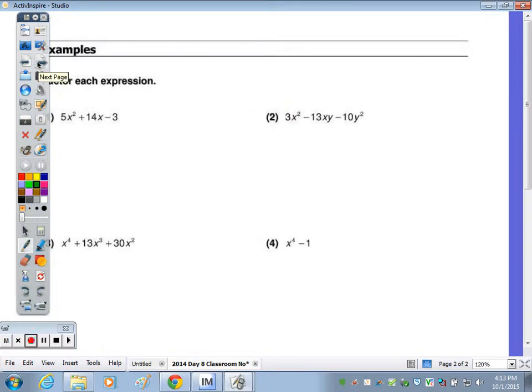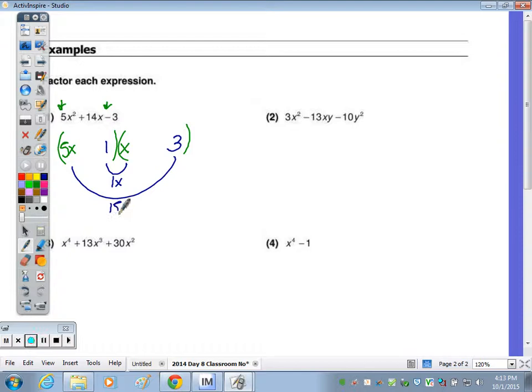On the back side, to factor number one, there's no GCF, so set up your parentheses. 5 is prime, so it's going to be 5x times x. Negative product, so signs are going to be different, and I want to use the factors of 3. Well, I want to put the 3 here and the 1 here to get 1x and 15x. Because with the opposite signs, if I subtract these two, I will get the 14. So I want positive 15 minus 1 to get the positive 14.